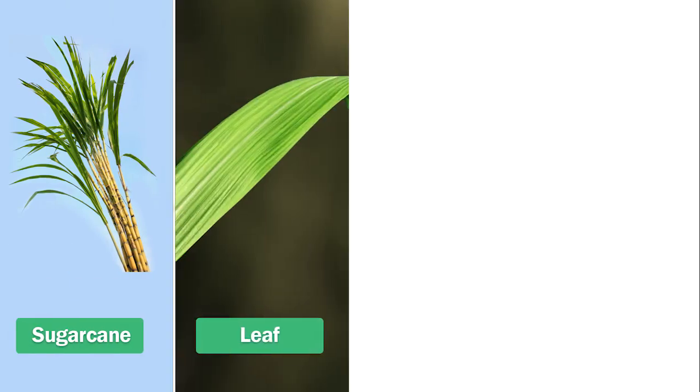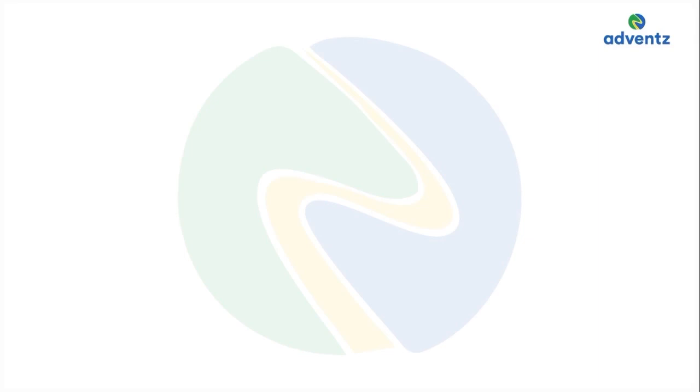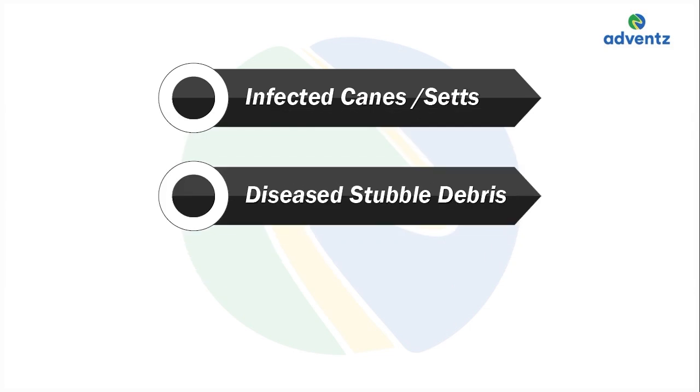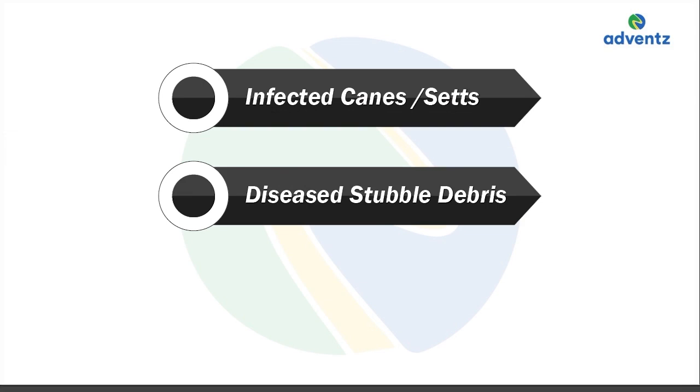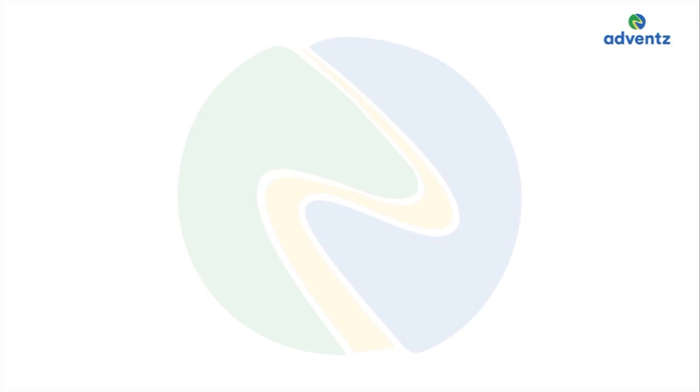It affects stalks of sugarcane, leaf midribs, and planting material. The perpetuation is primarily through infected sets or canes and also through diseased stubble or debris, and also to some extent by resting propagules in the soil, as it does not survive in soil for more than 5 to 6 months. With the advent of the pre-monsoon showers, symptoms of the disease start appearing.